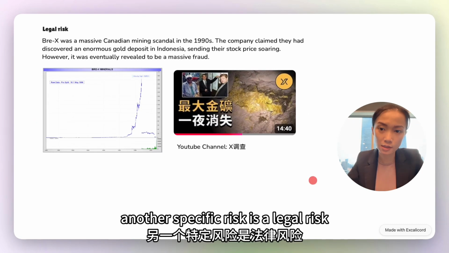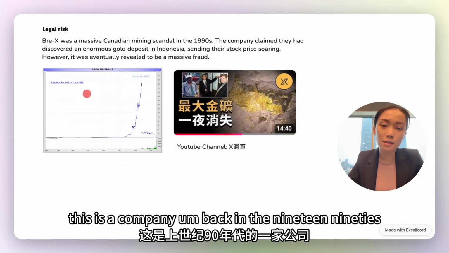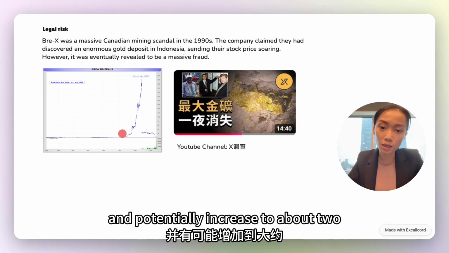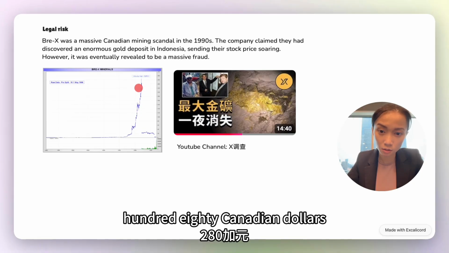Another specific risk is legal risk. So this is a company back in the 1990s. It's quite a big case where the stock price started really low and potentially increased to about 280 Canadian dollars.